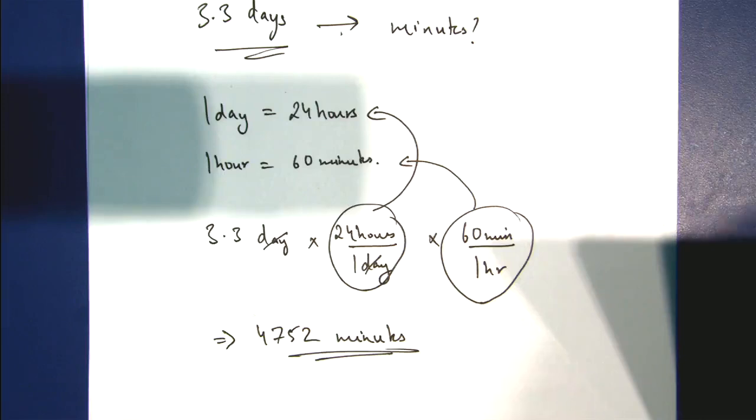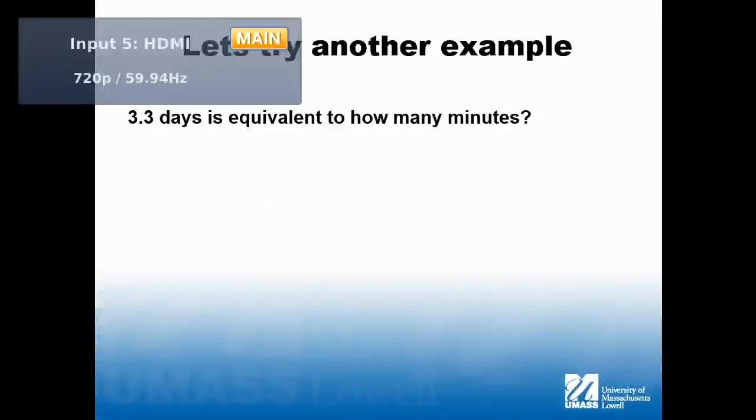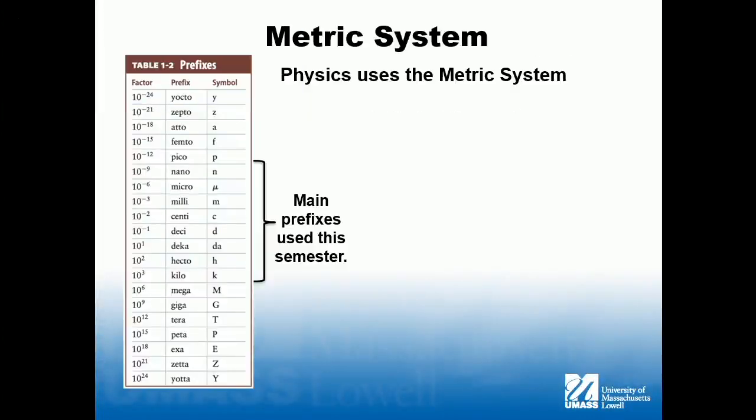Let's go back and discuss prefixes for a quick second. The main prefixes you're going to use this semester are centi, milli, kilo. Centi is 10 to the minus 2. A centimeter is 10 to the minus 2 meters, a centigram is 10 to the minus 2 grams. A milligram is 10 to the minus 3 grams, a millimeter is 10 to the minus 3 meters. So the prefix milli is 10 to the minus 3. Other common prefixes are kilo, which is 10 to the plus 3, like 1,000, and mega, which is 10 to the plus 6.